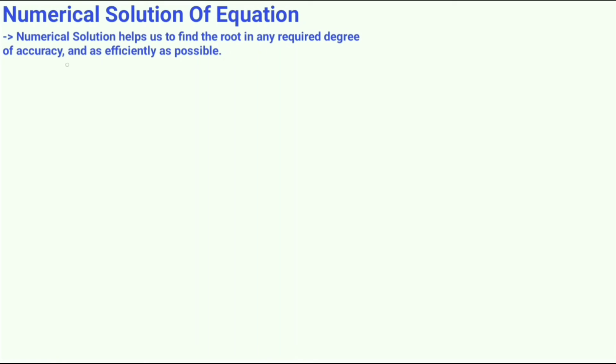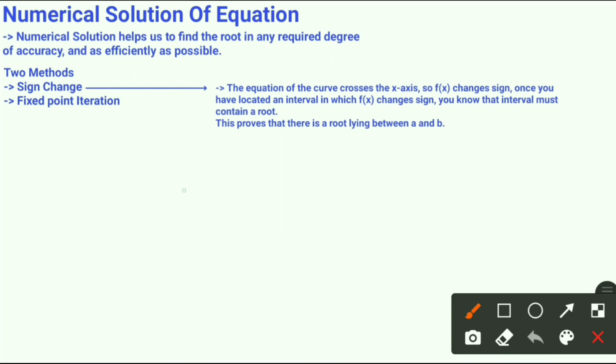Numerical solution helps us to find the root in any required degree of accuracy and as efficiently as possible. Two methods, sign changing and fixed point iteration. What is a numerical solution? It's another method to find the roots in any required degree of accuracy without using a calculator. Okay, we may use a calculator to find the root, but let's suppose if we don't have any calculator, then we can just do this little trick to find the approximate root in any required degree of accuracy and as efficiently as possible. So there are two methods that we are going to discuss.